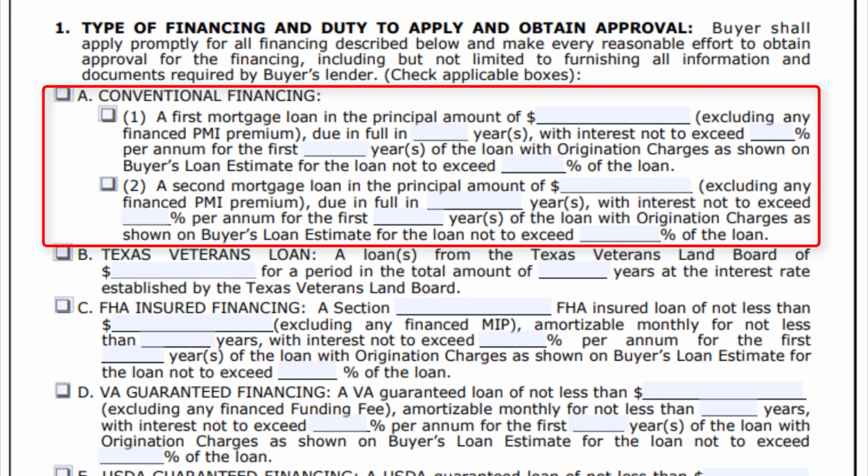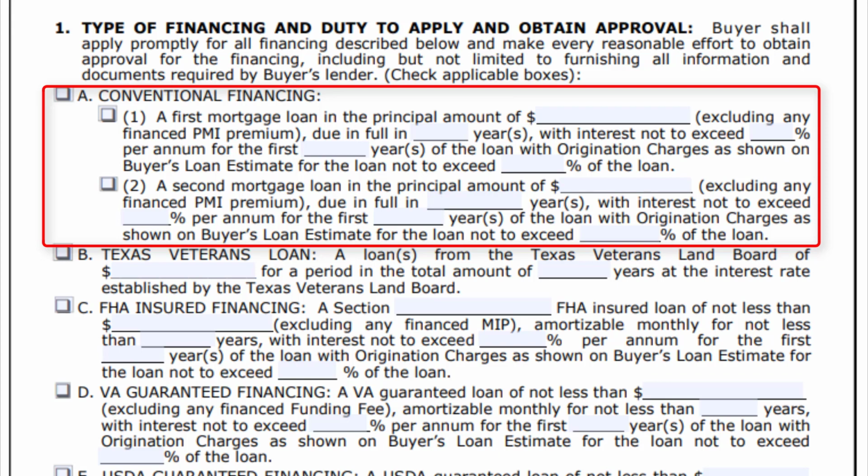With the origination charges as shown on the buyer's loan estimate for the loan not to exceed, and then you have a percentage of the loan amount. I usually put 1% in here. This is a way for the buyer to get out of the contract. So if you're trying to kind of CYA yourself, you might put a lower percentage, maybe 0.5% or 0.25%. And if the listing agent doesn't catch it and your buyer's origination charges exceed that, then you might have a way for them to get out of the contract.